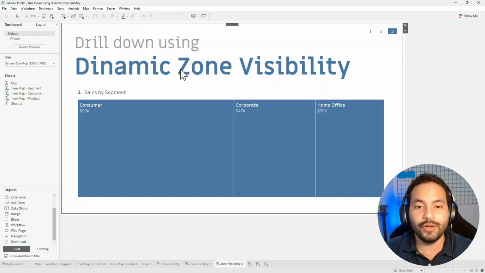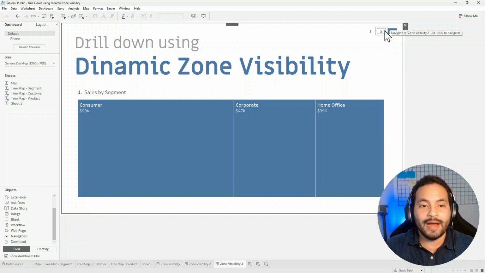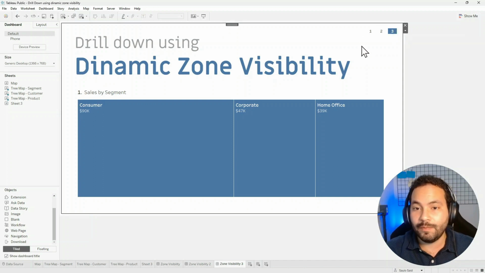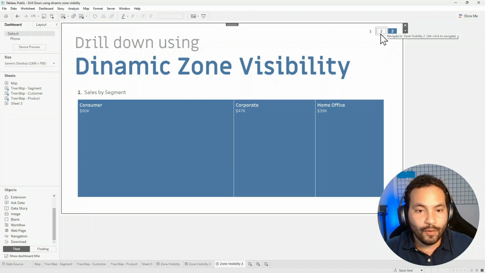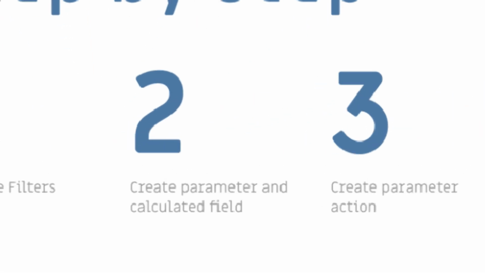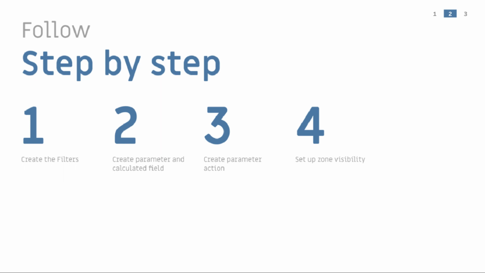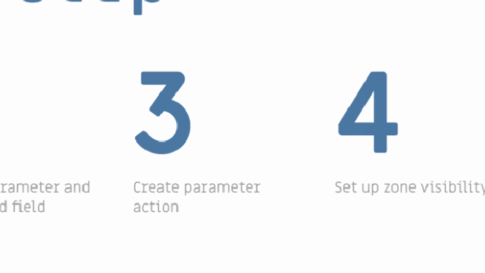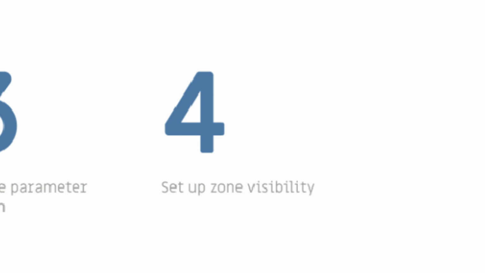This should be a boolean calculation. Right. I'm not only showing dynamic zone visibility, but also combining this feature with a drill down. So in order to understand how to create a drill down with Dynamic Zone Visibility, I decided to split the process into 4 steps. So the 4 steps are: create the filters, create the parameter and calculated field. Remember, we need one calculated field boolean calculation to use in the Dynamic Zone Visibility. Then we're gonna create a parameter action. And finally, set up the zone visibility.